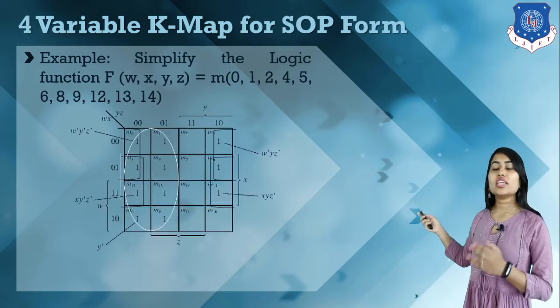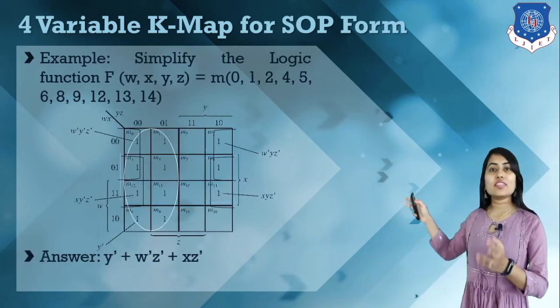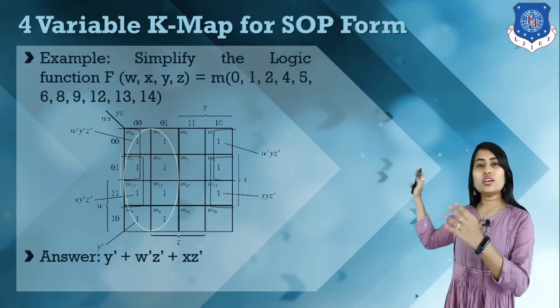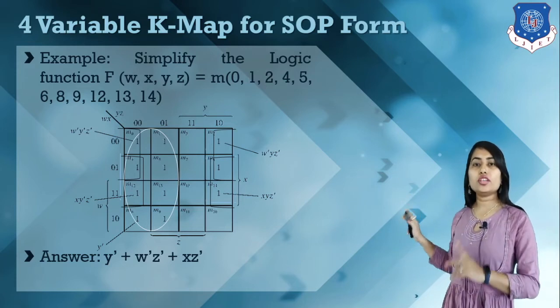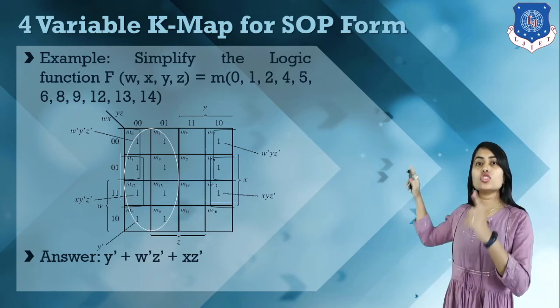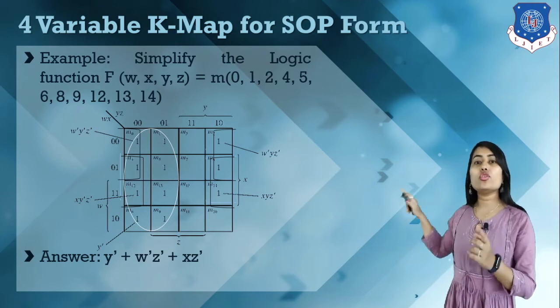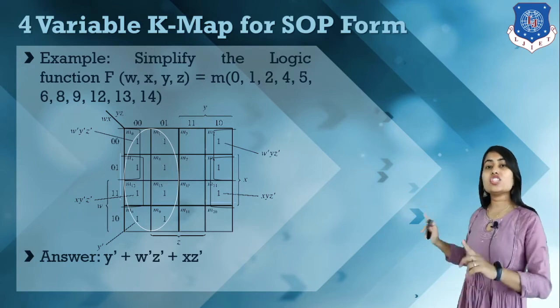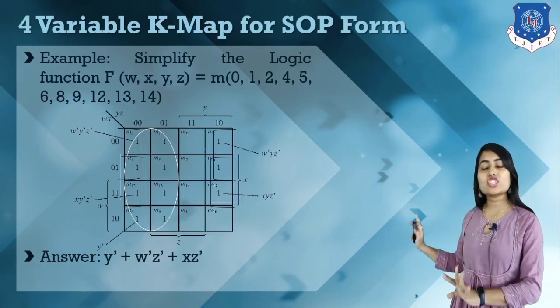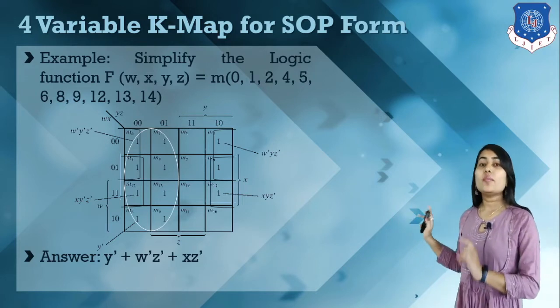So here we can make a K map like this, then make a group, and write our answer. Here we mention the values of 1. Remember, we write the values like this: 0, 1, 2, 3, 4, 5, 6, 7, 8, 9, 10, 11, 12, 13, 14, 15. We have to mention the values like this only. Then make a group.